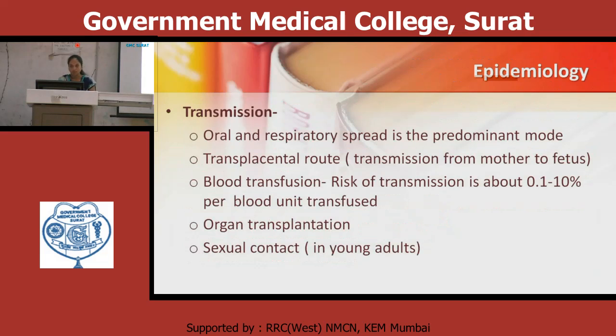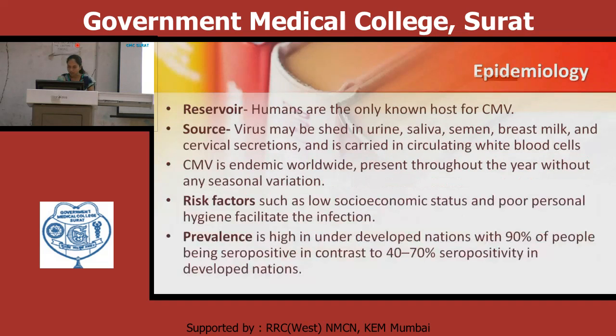Epidemiology. Transmission by oral and respiratory spread is the predominant mode. Other routes are the transplacental route from mother to fetus, blood transfusion with a risk of 0.1 to 10% per blood unit transfused, organ transplantation, and sexual contact in young adults. Humans are the only reservoir. The virus may be shed in urine, saliva, semen, breast milk and cervical secretions, and is carried in circulating white blood cells. It is endemic worldwide, present throughout the year without any seasonal variation. Risk factors are low socioeconomic status and poor personal hygiene that facilitate the infection.